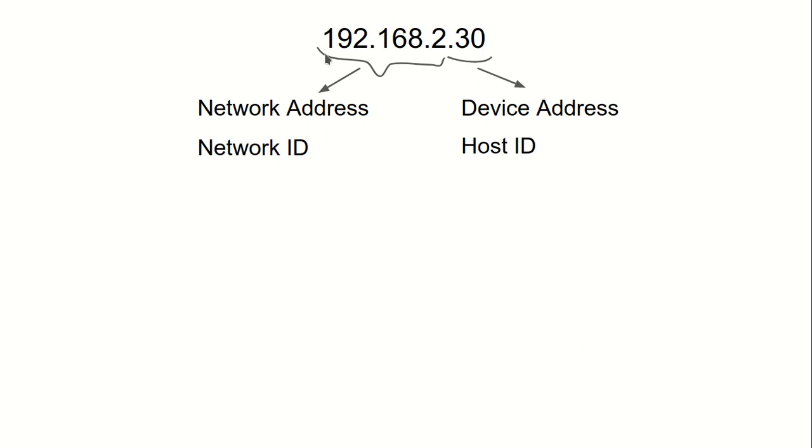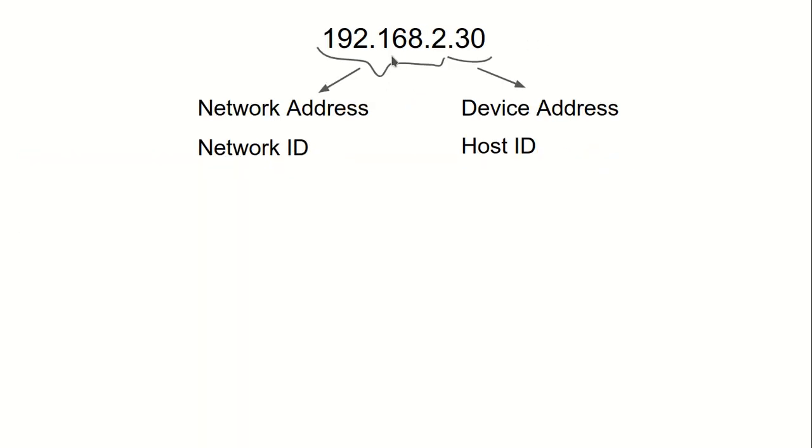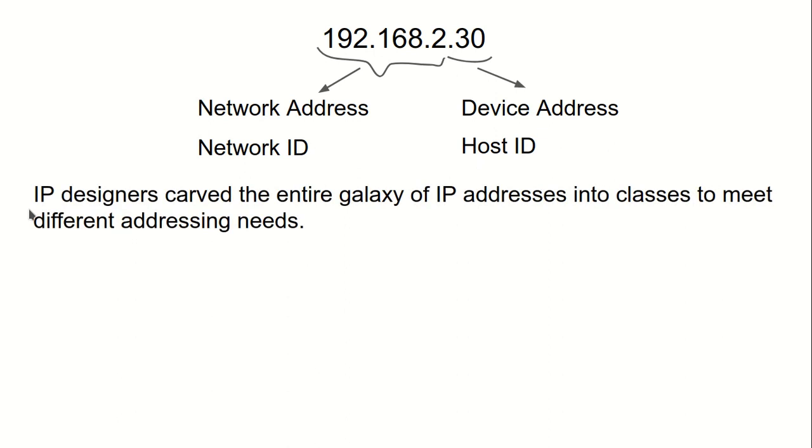So here is the IP address that I have shown you. This was just an example. The IP address will be in a form like this. This is the network address and this is the device address, also called the network ID and the host ID. Now, the IP designers carved the entire galaxy of IP addresses into classes to meet different processing needs. So the IP addresses are divided into multiple classes so that they can be identified easily.